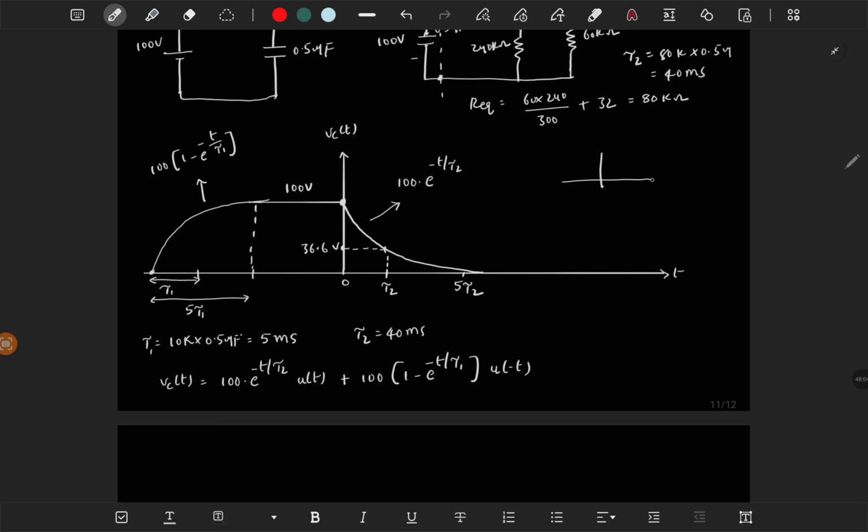If you don't know, u of t is this one, and this is u of minus t. This is time reversal, which will come in signals and systems. So u of minus t is 0 for t greater than 0 and 1 for t less than 0, and u of t is the reverse. It is 1 for t greater than 0 and 0 for t less than 0. This is the unit step function. That is how you will write the expression of Vc of t.